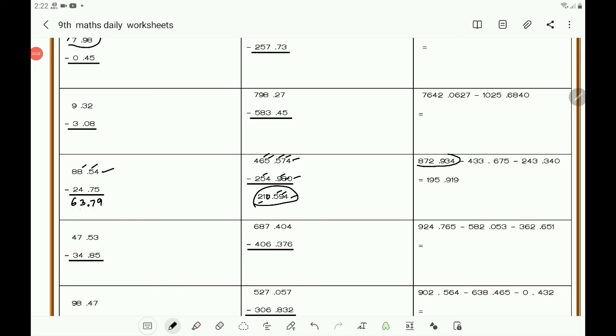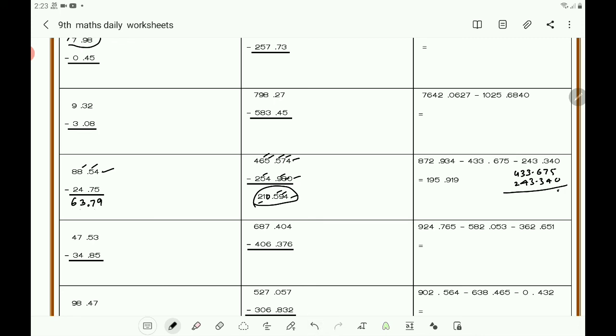Similarly, here take this one. 872.934 minus 433.675 minus 243.340. Now first you get the sum of these two as they are having the same sign. So take 433.675 plus 243.340. You do the addition of the same sign. Or otherwise first you subtract this from this, after that you subtract this from this. That also you can do here.